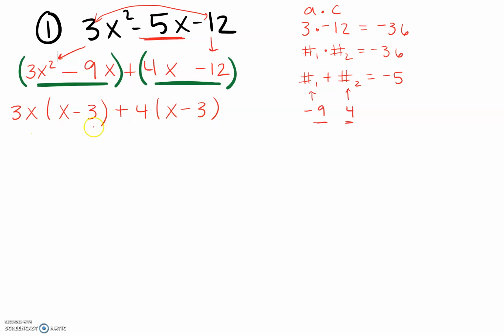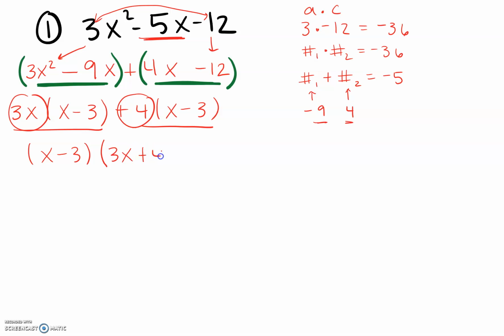At this step in factoring by grouping, each piece should have the same common factor. That same common factor is x minus 3. So I factor out an x minus 3. When I look at what's left, I have a 3x plus 4. So now I have factored it.